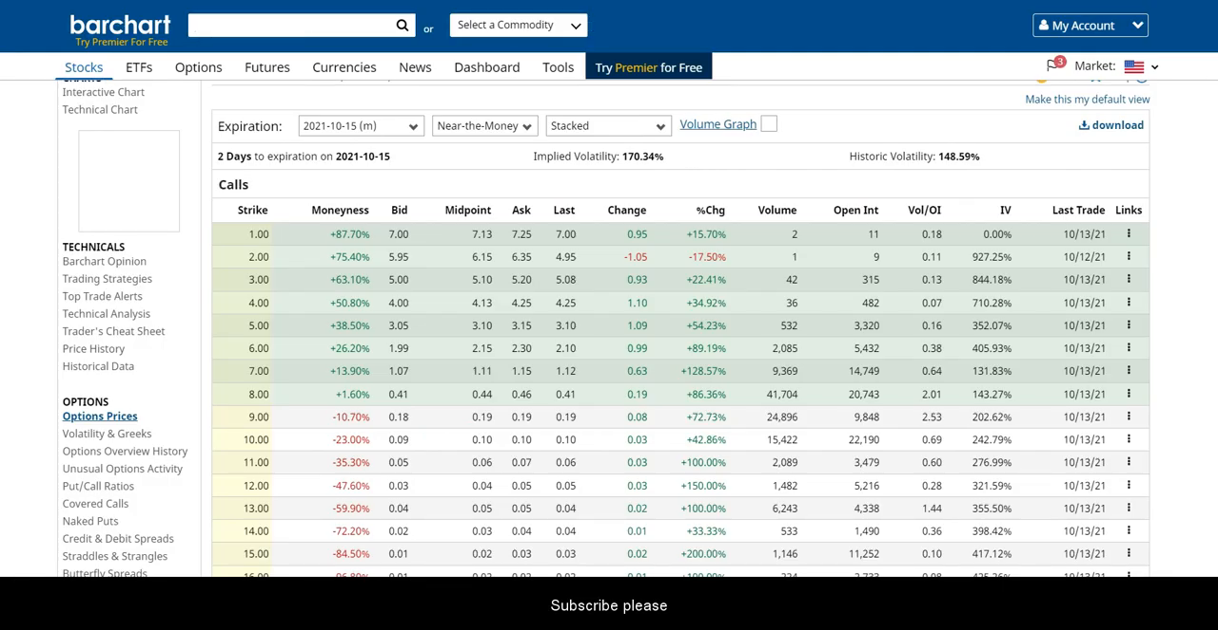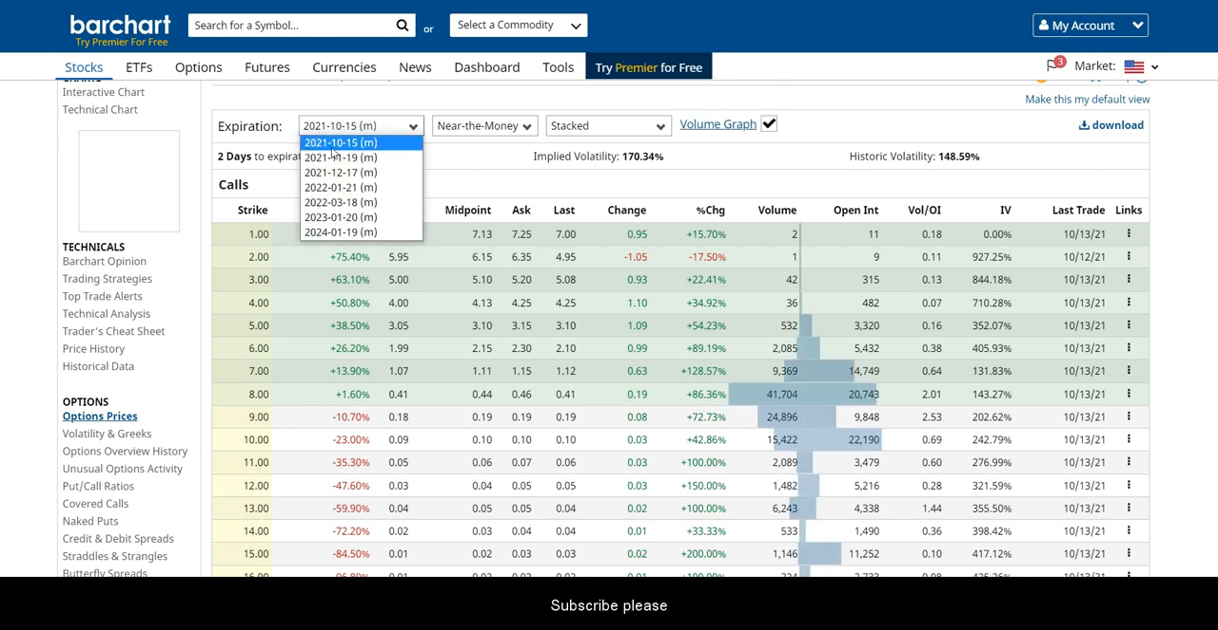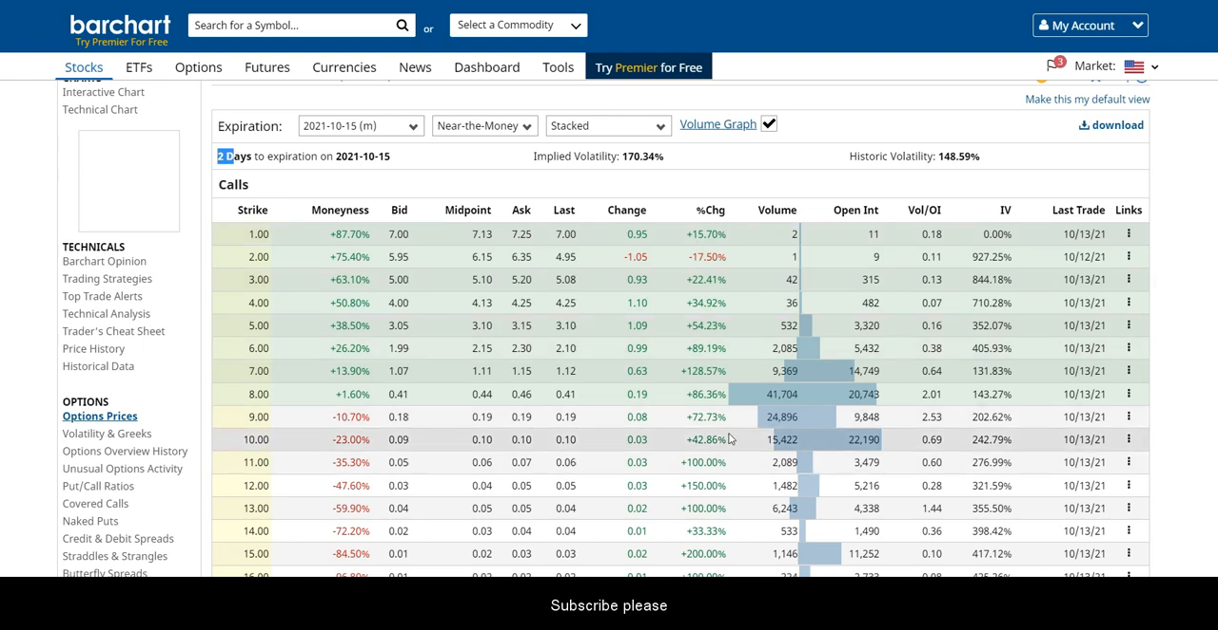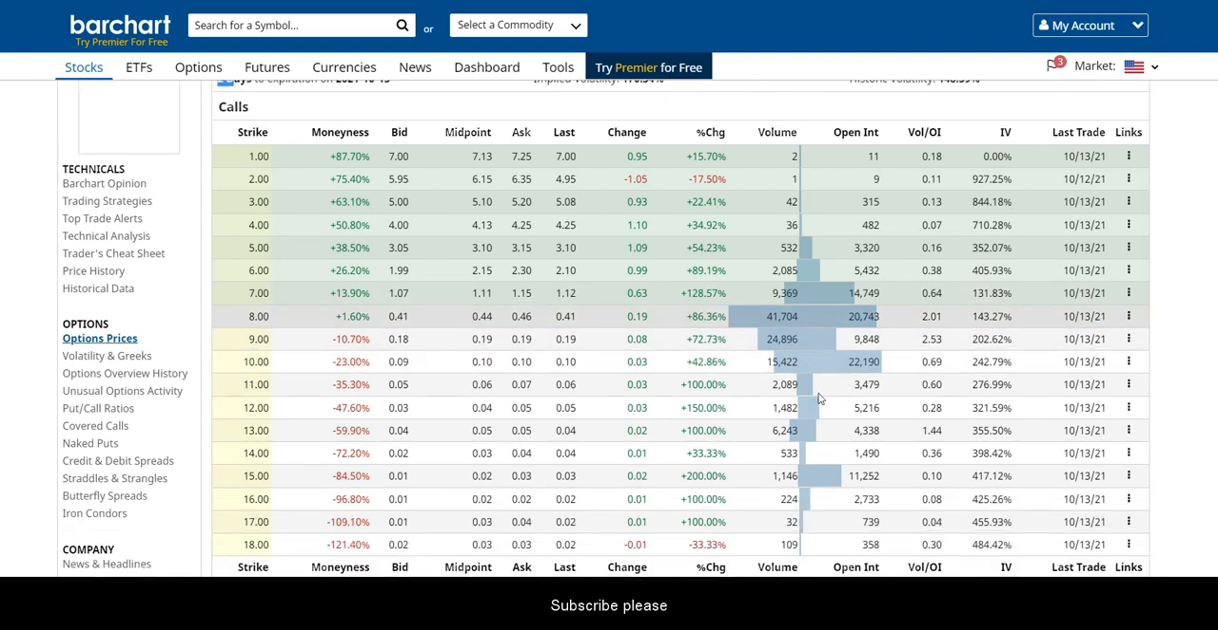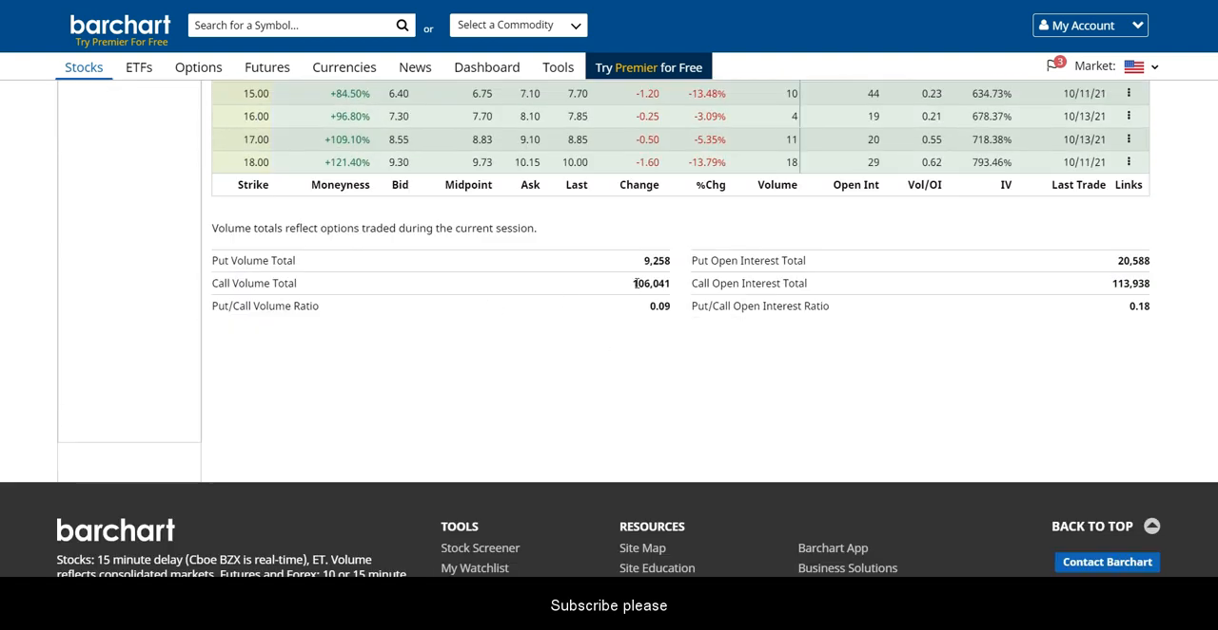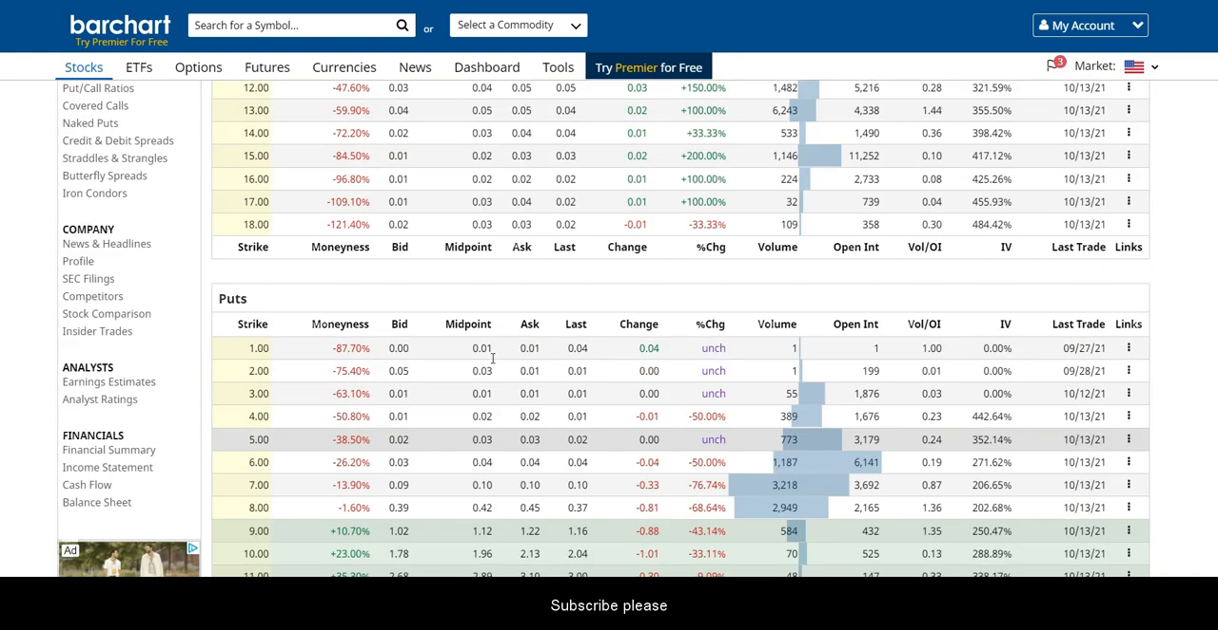And why? Let's look at the option chain activity. Let's look at the nearest option, which is 15th of October, which will expire in 2 days. The interesting thing is, look at the volume for strike price 8: 41,000 call volume, 20,000 open interest, 24,000 here. For the 10 strike price, 22,000 open interest. These are still open, very, very high. If you look at the ratio, the 106,000 call volume versus put volume of only 9,000. If you look at the open interest, same thing, 113,000 versus only 20,000, 6 times more on the call side.